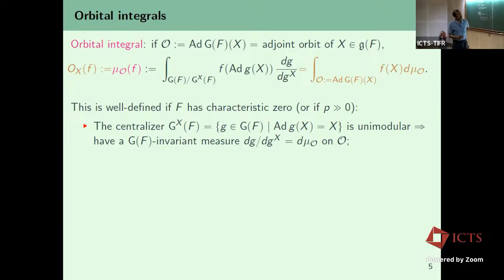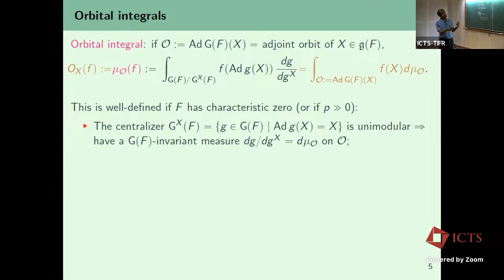If F has characteristic 0 or if the residue characteristic p is sufficiently large, these orbital integrals are well defined because of two reasons. The first reason is that there is an invariant measure on G(F)/G_x(F). The reason is that G(F) is automatically unimodular because G is reductive. And if x is any element, the centralizer G_x actually happens to be unimodular in these situations because of SL2 theory. I mean, you can see that from SL2 theory, because they are algebraically unimodular and therefore unimodular as topological groups. So thus an invariant measure exists.